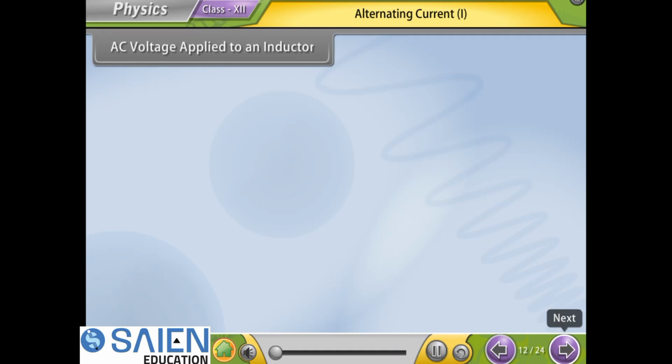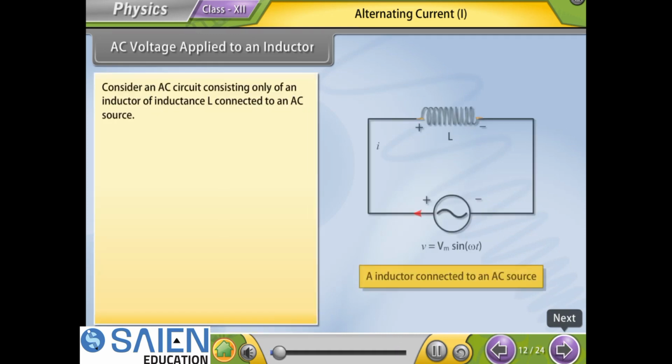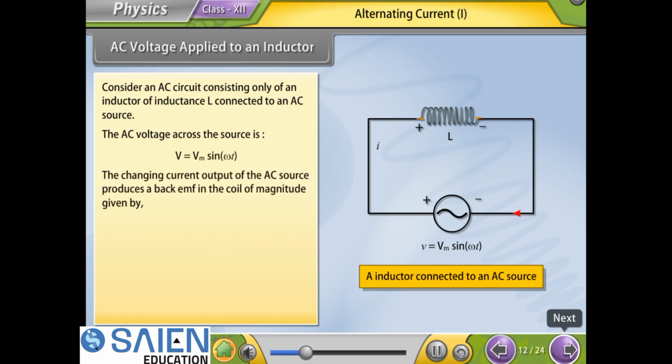AC voltage applied to an inductor. Consider an AC circuit consisting only of an inductor of inductance L connected to an AC source. The AC voltage across the source is equal to Vm sine omega t. The changing current output of the AC source produces a back EMF in the coil of magnitude given by VL is equal to L di by dt.